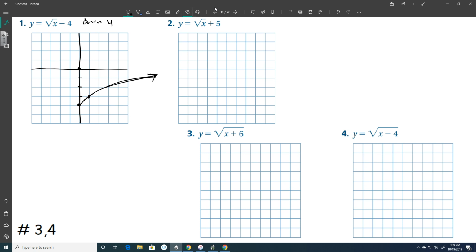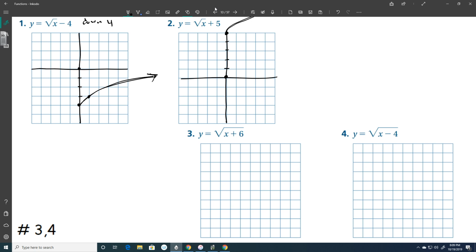Now the +5 on this one, absolute value of x +5, means now it's on the outside. So that means that my shift is going to be up 5. So instead of starting at 0, I go 1, 2, 3, 4, 5, which means I'm going to start here and I'm going to go up and to the right with my graph.